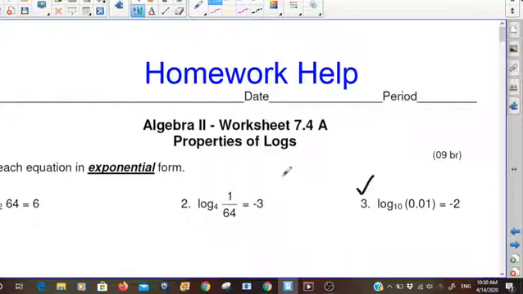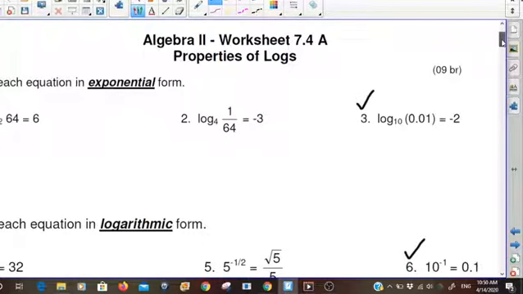So we're helping you on properties of logs, and we already did about 12 other problems that you already watched with me in another video. And so we'll run through a few of these too and do some more of the ones that you didn't quite understand. So these ones are a review of the ones we already learned.